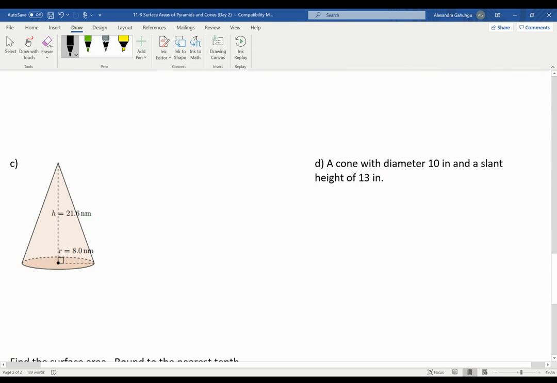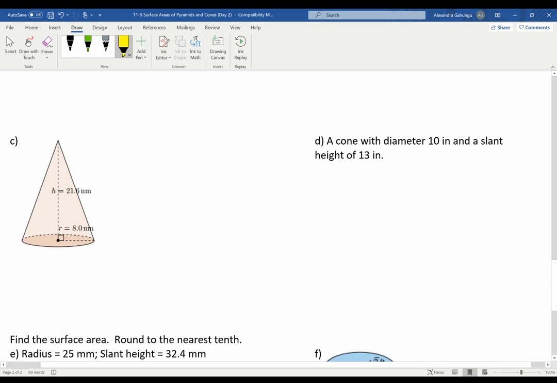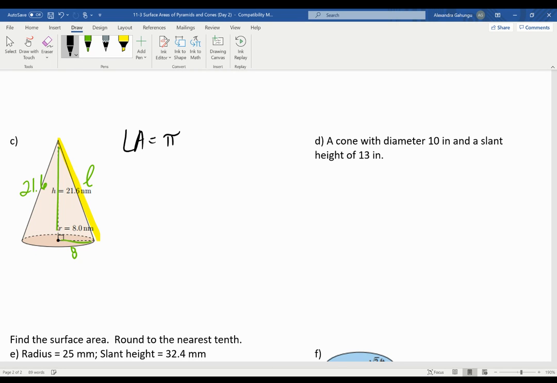Next question is very similar. We have our cone. We're given a radius. We're given a height. Unfortunately, we are not given a slant height. So our height is 21.6, and the radius of our base there is 8. So finding the lateral area, we're going to plug in the radius that we know, and we're going to need to find that slant height.